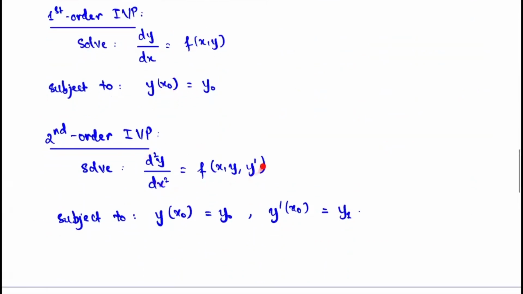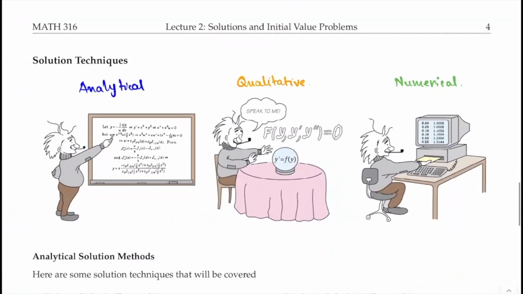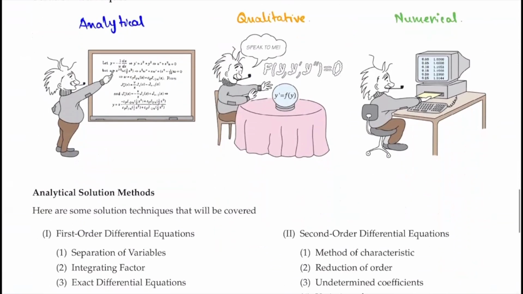For the second order initial value problem, you have a second order differential equation and two initial conditions. We talk about different analytical techniques that we're going to learn down the road and qualitative techniques. Right. And for numerical methods, again, there's another course for that.